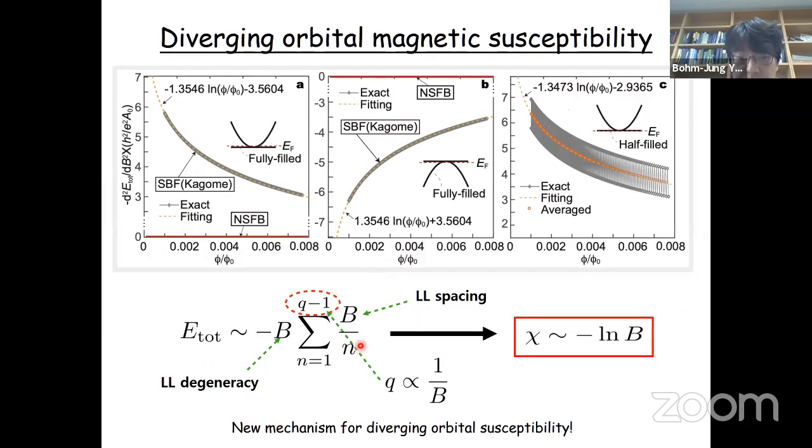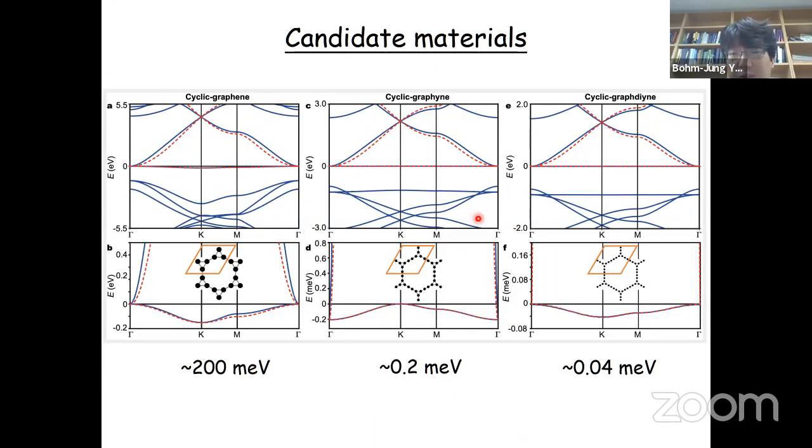Yeah, so again, this 1 over n dependence of the lambda level naturally leads to the log divergence of the orbital susceptibility, which provides a new mechanism for diverging orbital susceptibility. Also, we found several materials where this idea can be tested. In particular, in the case of this cyclic graphite, which has this structure, we see an almost perfect flat band with a bandwidth of about 0.04 MeV, and this is a very good quantitative system where we can observe the singular flat band.